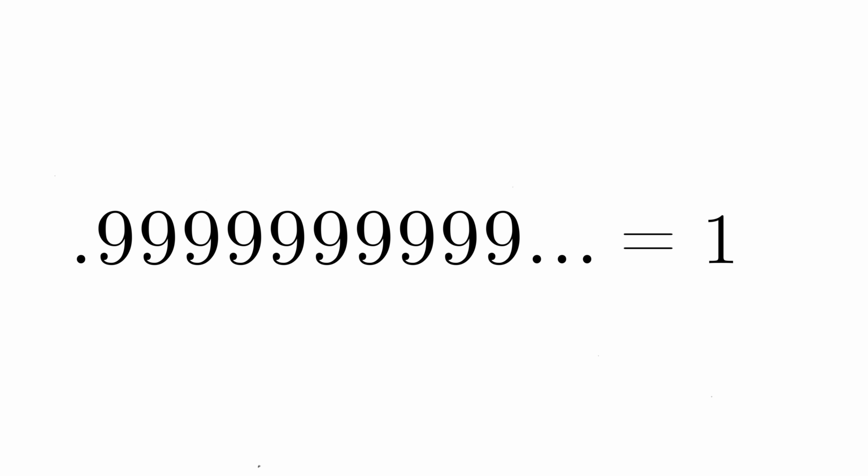But what if, instead of going to the right of the decimal place, the 9s went to the left of the decimal place? That is, a 10-adic number of all 9s. What does this number equal? Well, we can do the same thing.